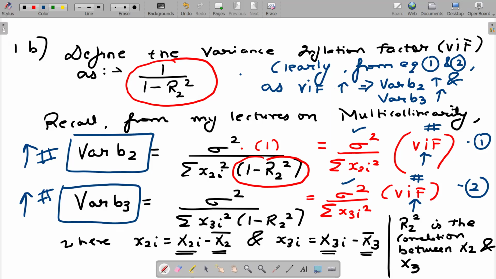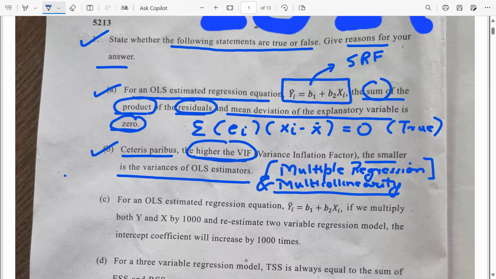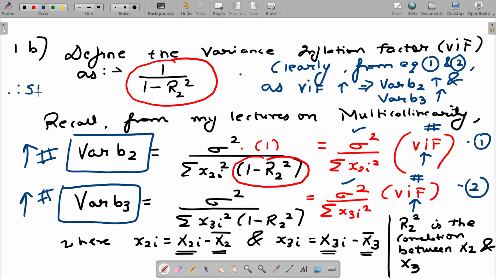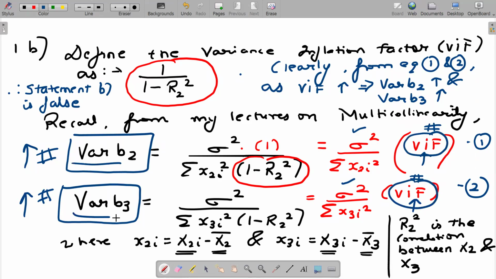But look at what the statement was telling us. If I come back to the question paper, higher the variance inflation factor, smaller the variances. False. Statement B is false because I've shown that higher the variance inflation factor, higher the variances of the OLS estimators. So I can say that statement B is false, because we have learned that higher the variance inflation factor in both the cases, higher will be the variances of B2 and B3.